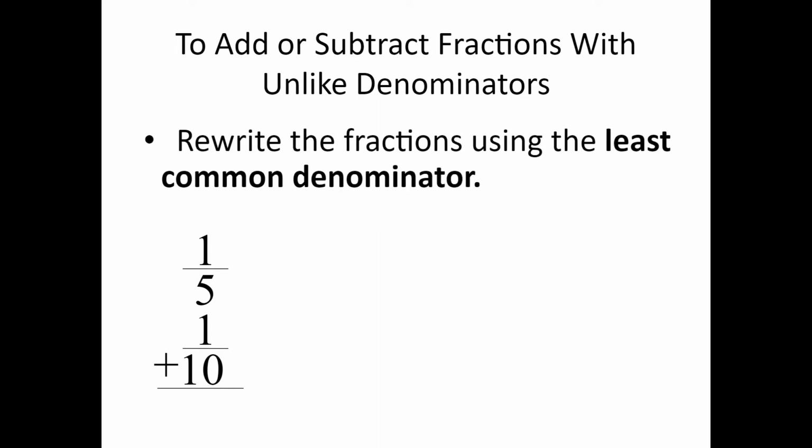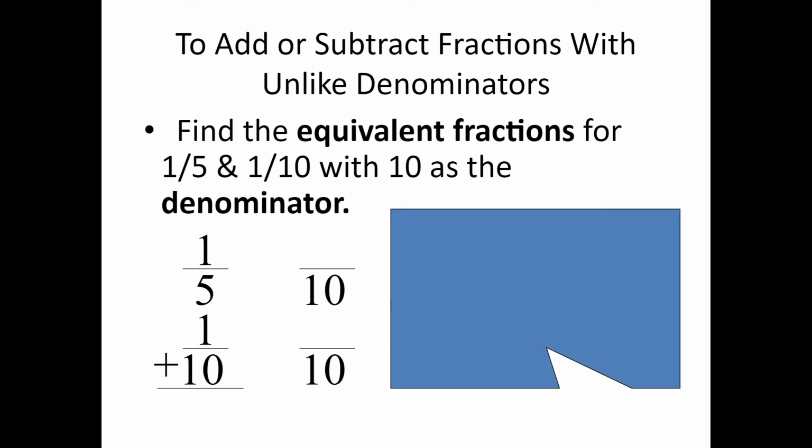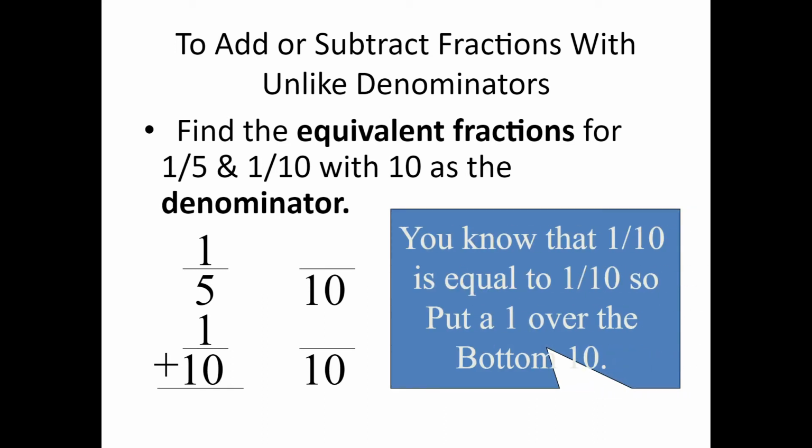Rewrite the fractions using the least common denominator. So here I have the beginnings of 2 new fractions that have the same denominator. Find the equivalent fractions for 1/5 and 1/10 with 10 as the denominator. You know that 1/10 is equal to 1/10, so put a 1 over the bottom 10. It will stay the same.